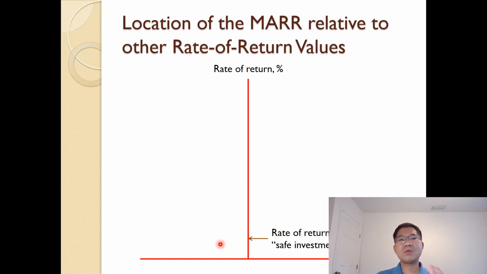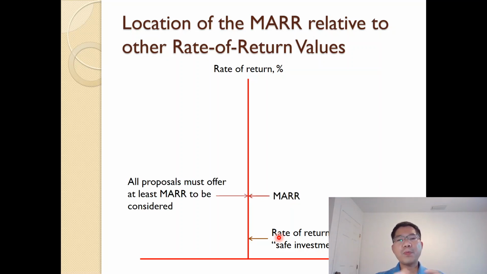So you can see the MAR has to be greater than the rate of return of the safe investment. Otherwise, we don't have to do it. If I take more risk, then I expect more return. So the MAR has to be above the rate of return on the safe investment. And that means all proposals, all options, all alternatives, when we offer at least MAR, are to be considered.